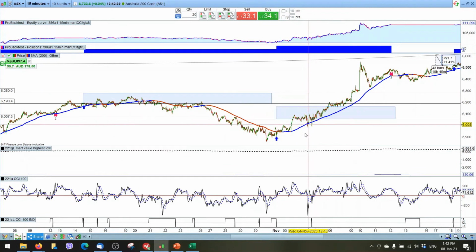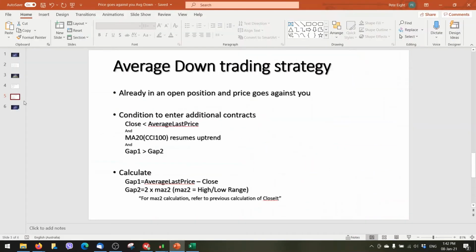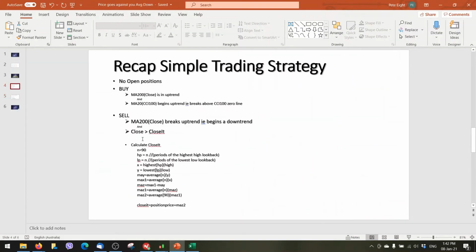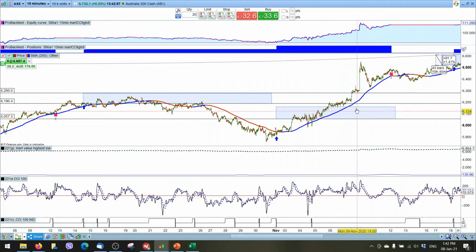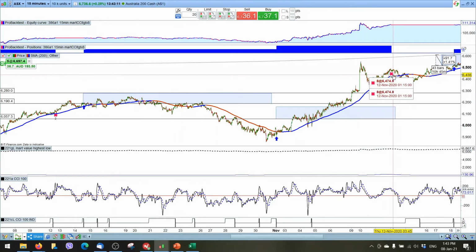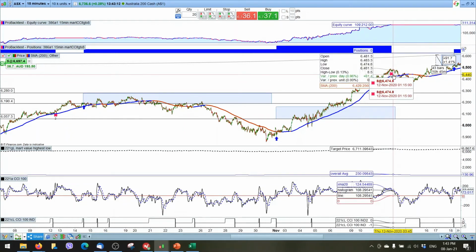So remember our exit criteria. Our exit criteria, as per the single trade, is the same. The MA200 must close or break into a downtrend, and the close must be greater than the close it. Remember, close it was this calculation. So this is our close it range. It's above that, yes, and the moving average is positive, so let it keep going. That's the reason we're following the moving average 200. And there it breaks, and we close out both positions at 64.74.